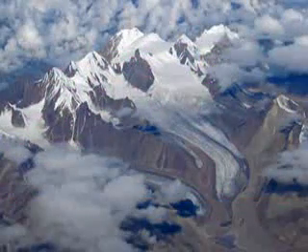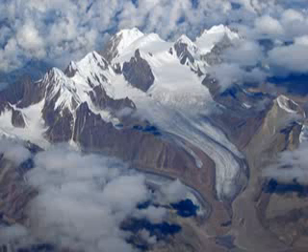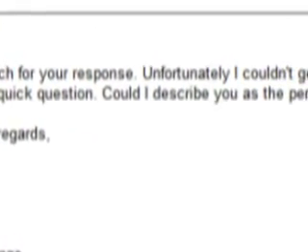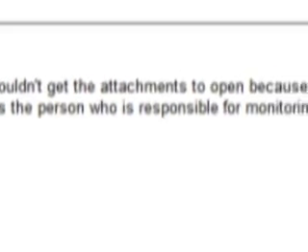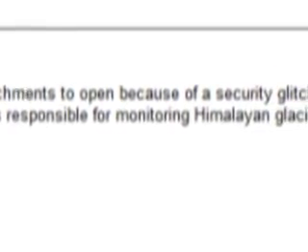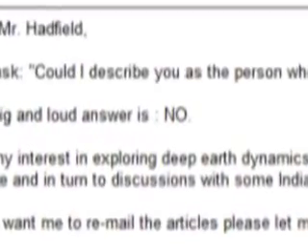But although I finally had Monckton's confession on the glaciers, I still didn't have an answer to my very simple question about his source. And when politicians evade questions, it means they're hiding something. By now I'd written to Dr. Batt and asked him this very question. "Could I describe you as the person who is responsible for monitoring Himalayan glaciers?" To which Batt had responded, "The big and loud answer is no!" So if Batt himself doesn't seem to think he was responsible for monitoring glaciers, I was curious as to what evidence Monckton had that he was.